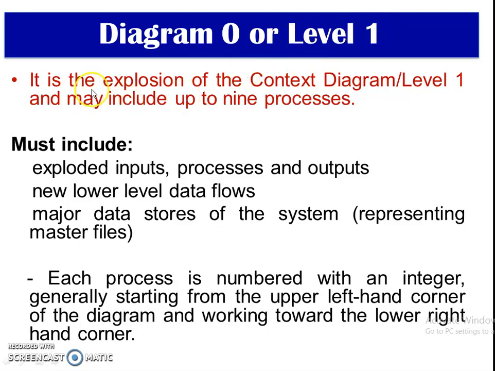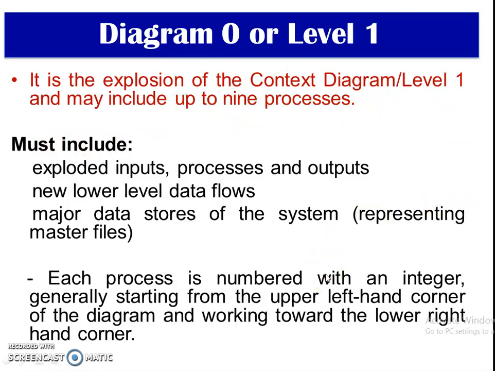Then we have diagram 0, or level 1. Diagram 0 or level 1 is the explosion of the context diagram, and it can include up to 9 processes. In short, it shows the detailed processes from level 0. It explodes all inputs, processes and outputs, and shows new lower-level data flows. Major data stores are now visible in level 1 or diagram 0. Each process in level 1 will be numbered with an integer.